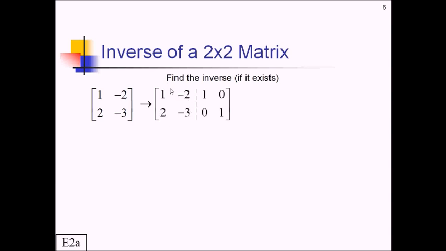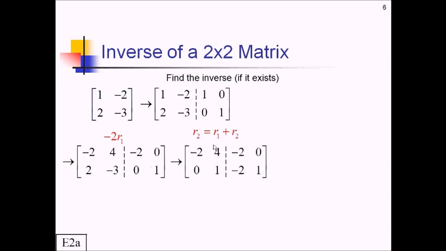So to do that, let's get a 0 down here. If I multiply row 1 by negative 2, I can do that. So that'll be negative 2, 4, negative 2, and 0. Now let's add row 1 to row 2. So this will become, let's see, 0, 1, negative 2, and 1.